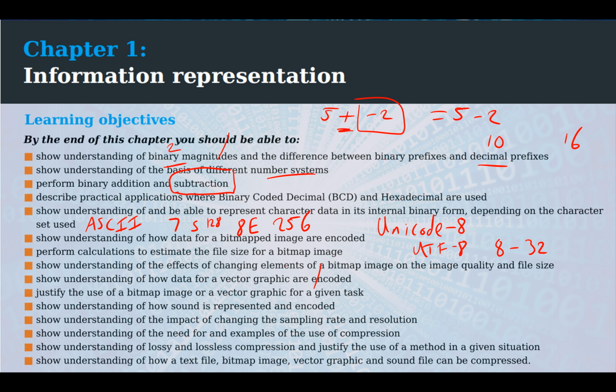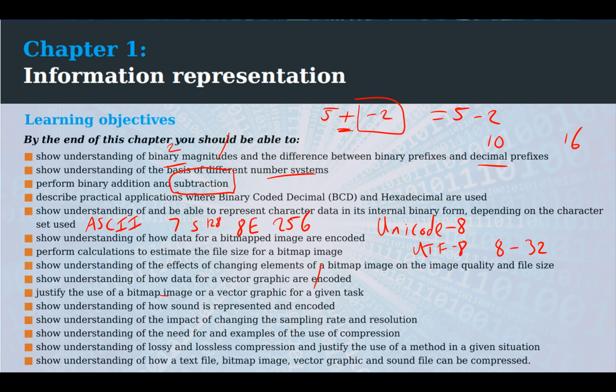Then we want to understand what a bitmapped image is. So bitmap, JPEG, PNG, GIF, WebP, etc. We want to be able to calculate the file size for a bitmap image. We also want to understand the effects of changing elements of a bitmap image on the image quality and file size. So, for example, if we change the resolution, or the bit depth, the color depth. Actually, those two terms are equivalent: bit depth and color depth mean the same thing.